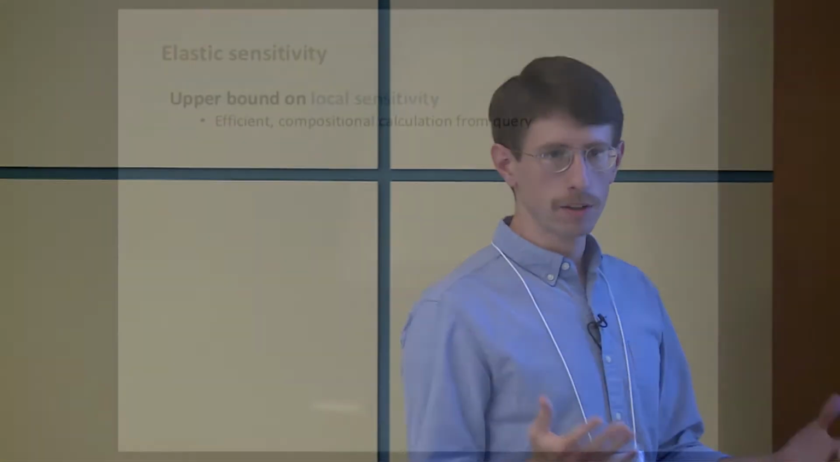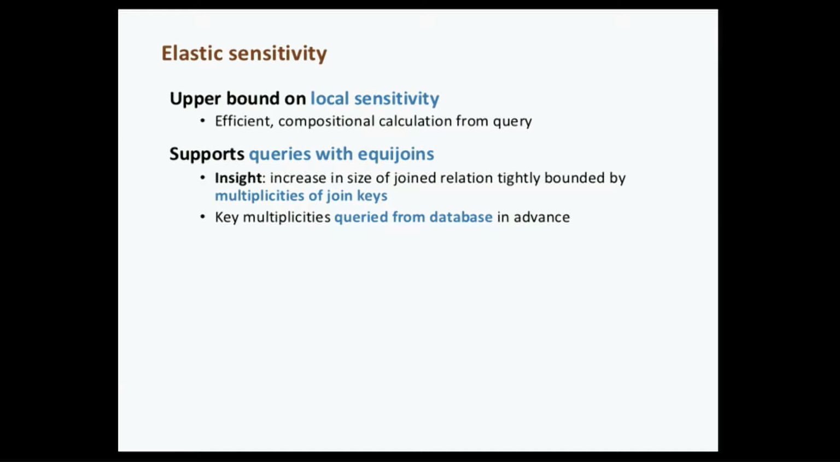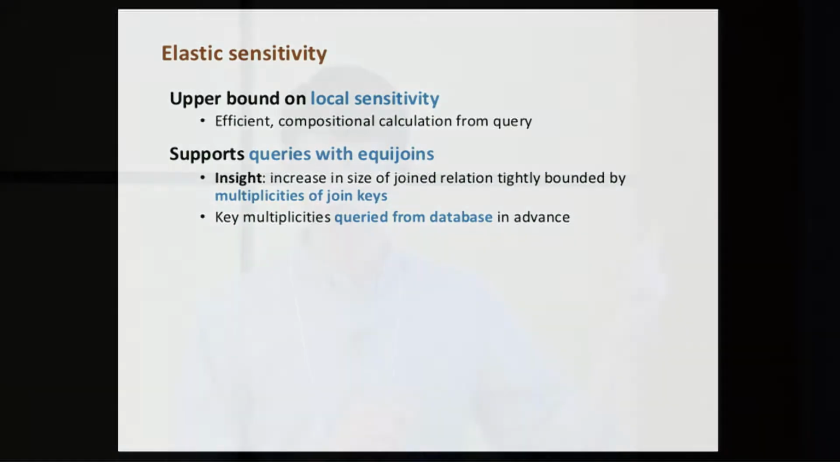So elastic sensitivity is basically just an upper bound on local sensitivity. All we wanted to do is come up with a way to approximate local sensitivity without having to do all this computation. And so elastic sensitivity can support joins. The insight here is that we can bound the sensitivity of a query with joins based on the multiplicities of the join keys that are used. I'll show an example of this in just a second. All we need to know is the multiplicities themselves, so we can ask the database for what those are.